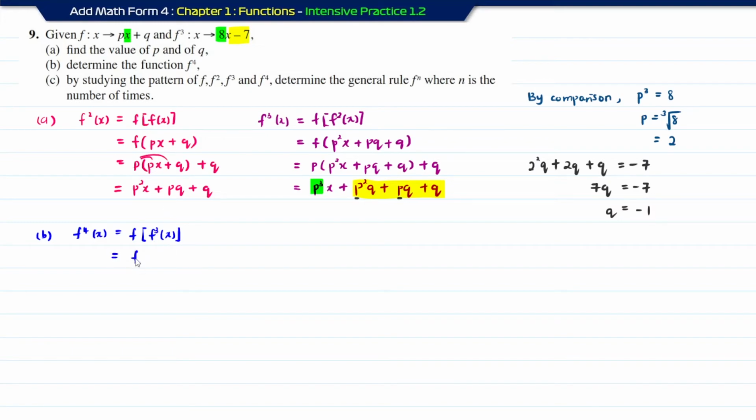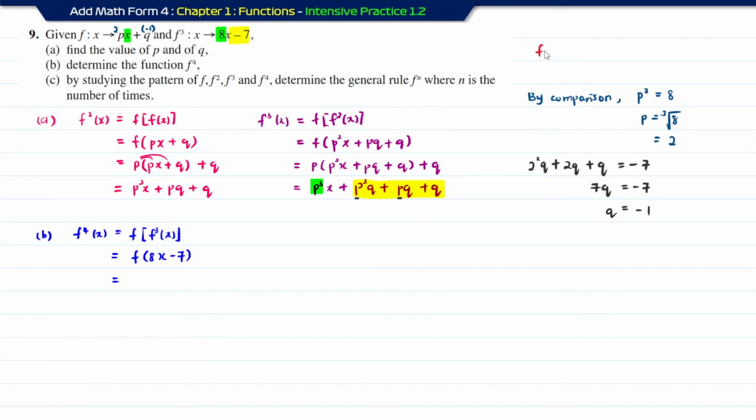So from the question here, you already know that f cubed is equal to 8x minus 7. So this is the one that we're going to insert into the function f. Now for the function f, as we already know what p and q are, we can replace the p with the value of 2, and we can replace the q here with -1.